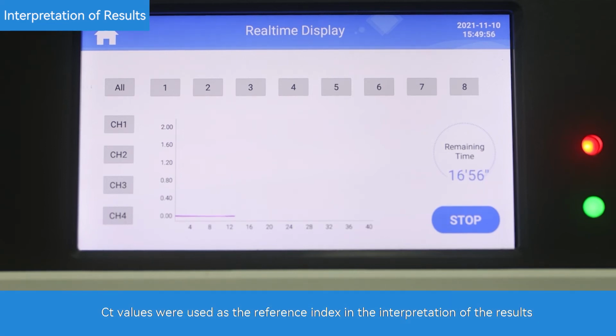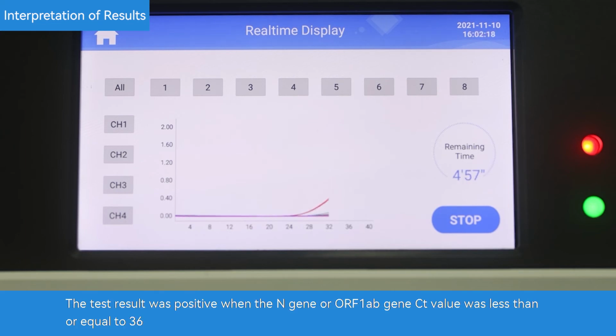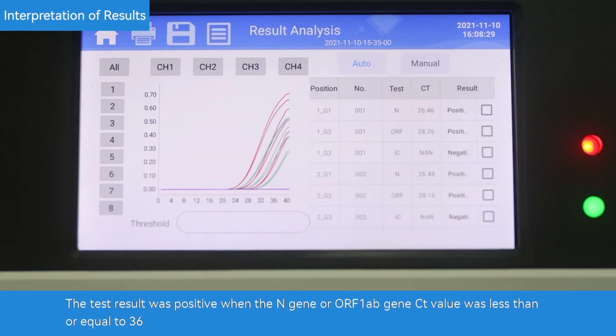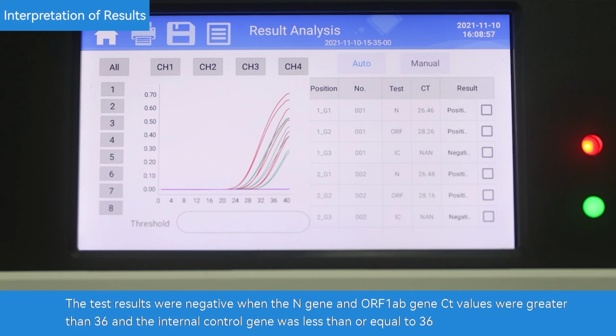CT values were used as the reference index in the interpretation of the results. The test result was positive when the N gene or ORF1a gene CT value was less than or equal to 36. The test results were negative when the N gene and ORF1a gene CT values were greater than 36 and the internal control gene was less than or equal to 36.